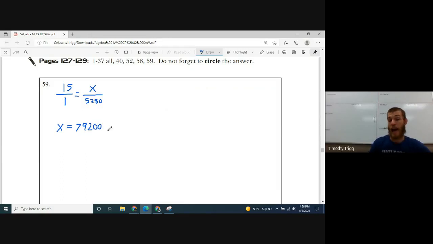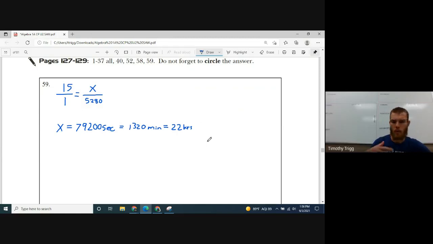But it asks how many hours. So this is in seconds, and I want to change this to hours. So how do I change from seconds to hours? Well, to change from seconds to minutes, we divide by 60. So first we're going to divide by 60, and that'll give us the number of minutes. So this is 1,320 minutes. Now, how do we change from minutes to hours? Well, how many minutes are in an hour? 60 again. So we're going to divide by 60 once again. That'll tell us it'll take 22 hours.